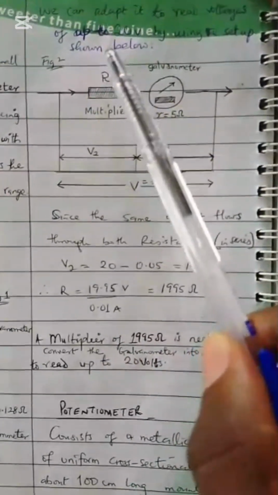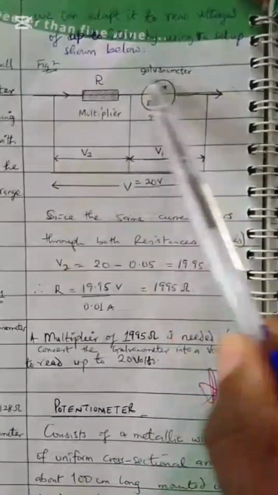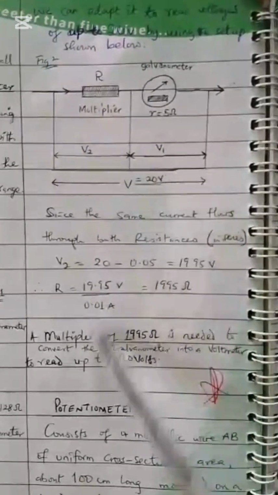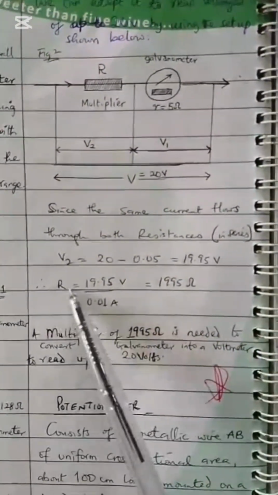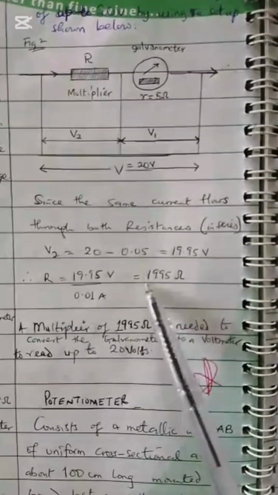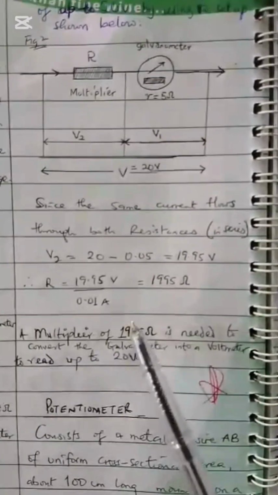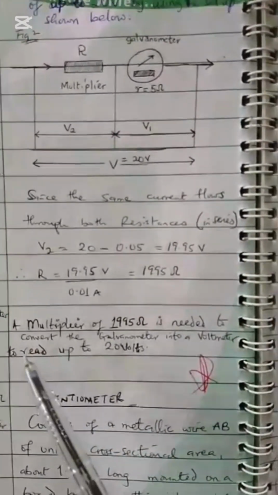That's our resistor in series that helps us adapt this galvanometer into a voltmeter that can read up to 20 volts. So do your division. Voltage over current gives us the value of the multiplier resistance which we need, which is a huge value, 1995 ohms. So a multiplier of 1995 ohms is needed to convert the galvanometer into a voltmeter to read up to 20 volts.